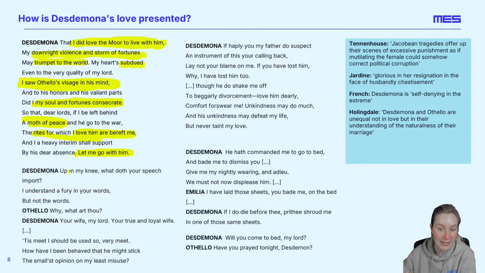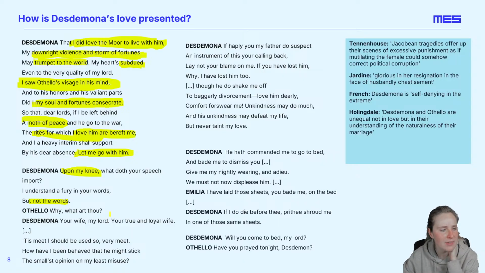And "upon my knee," so she is then begging, "what does your speech import?" She doesn't understand what he's saying. "I understand a fury in your words, but not the words." So she doesn't even understand the language he's using about strumpets and whores and infidelity. It's like she couldn't even question it. But also this idea of perhaps naivete, devotion, right? She's so innocent here.